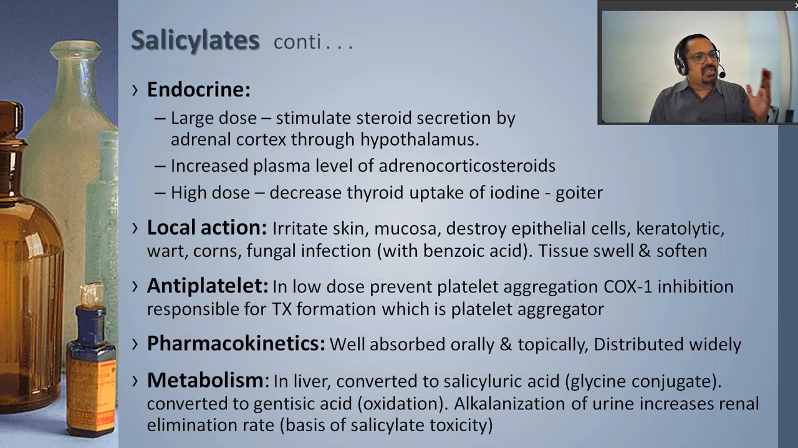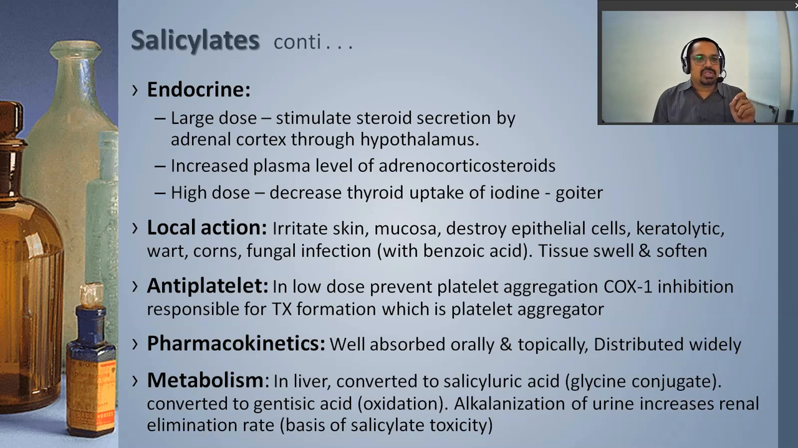Then the effect of this salicylate on the endocrine system. The large dose stimulates the steroid secretion by the adrenal cortex through the hypothalamus. So steroidal hormone secretions will be stimulated using the salicylates. Increased plasma level of corticosteroids. High dose also decreases the uptake of iodine, which may lead to goiter type of conditions. So goiter will be induced. There will be increased adrenocorticosteroid levels, or steroidal secretions will be increased due to the salicylate.